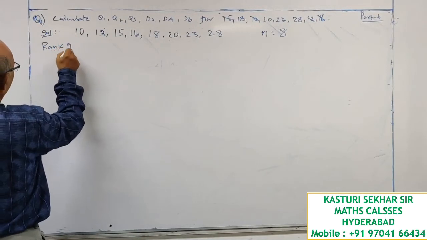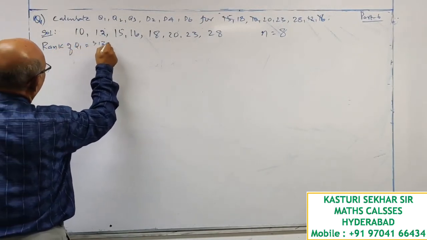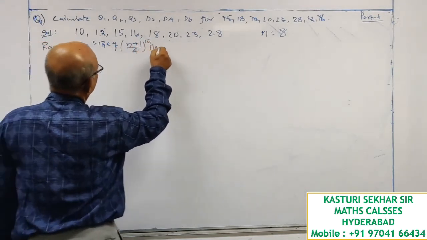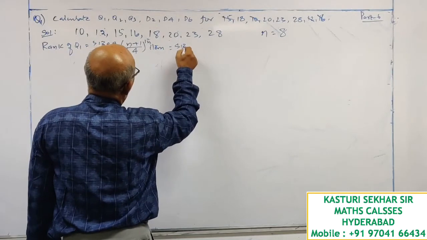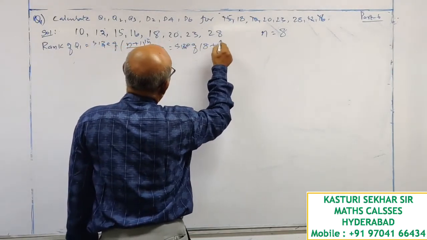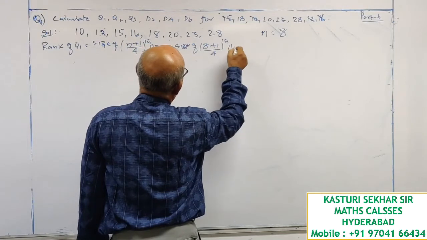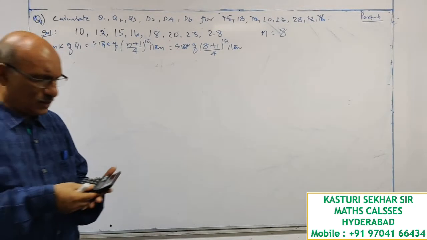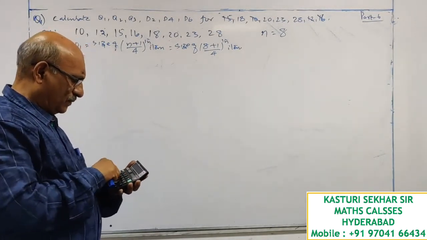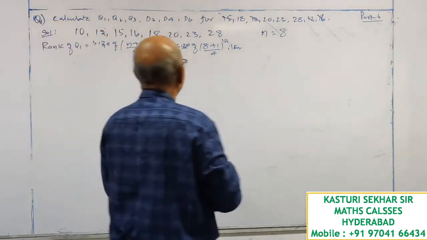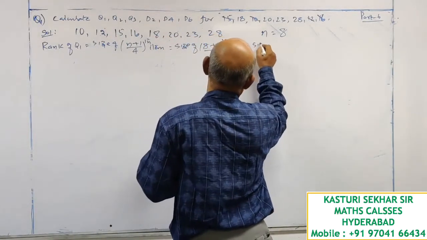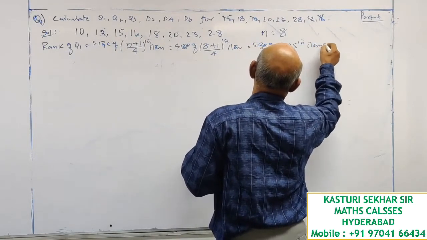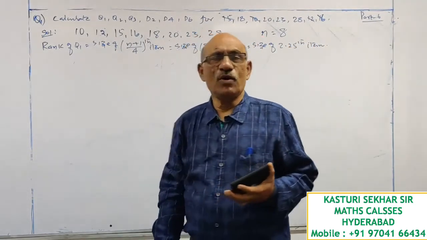Rank of Q1 is equal to size of (n plus 1) by 4 item. This is equal to size of (8 plus 1) by 4 item. 9 divided by 4 is 2.25. This is size of 2.25 item.